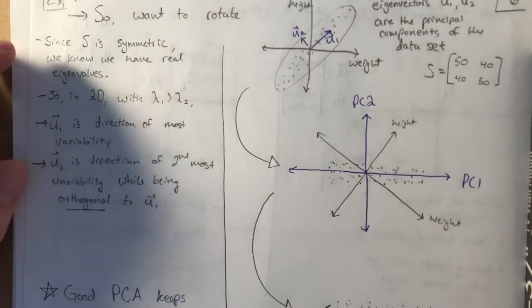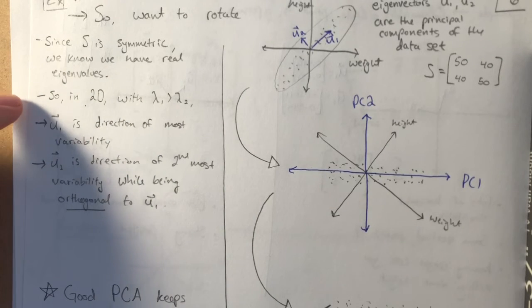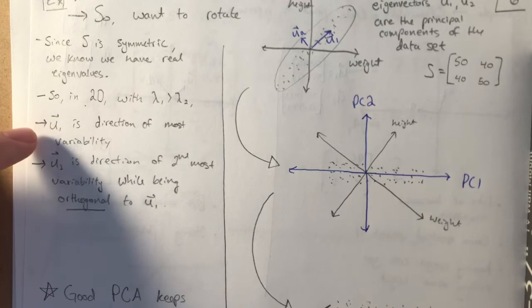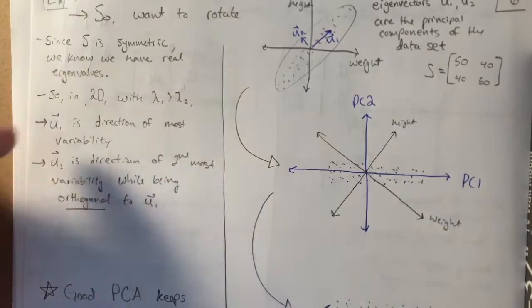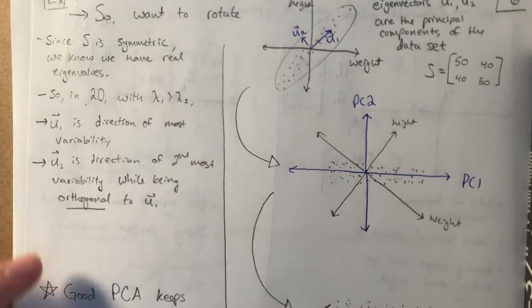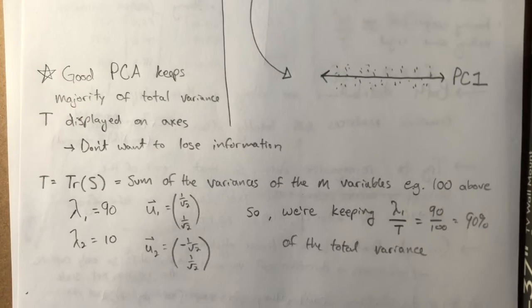So recalling our linear algebra knowledge here, S is symmetric, so it has real eigenvalues. So in 2 dimensions, if eigenvalue 1 is greater than eigenvalue 2, then eigenvector 1 is the direction of most variability, as we see here. So good PCA keeps the majority of the total variance displayed on the axes because we don't want to lose any information.